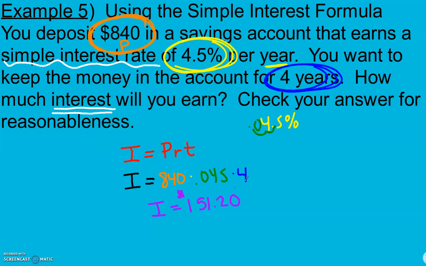Now we want to check our answer for reasonableness. 4.5% is really close to 5%. And if we have that for 4 years, 5%, if we look at our chart, is close to 1/20, times 4 years. Multiply across, 4/20 gives me 1/5. So we want approximately 1/5 of 840. So the 151 seems reasonable.